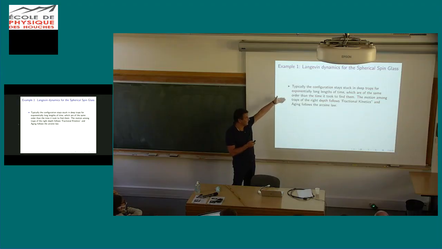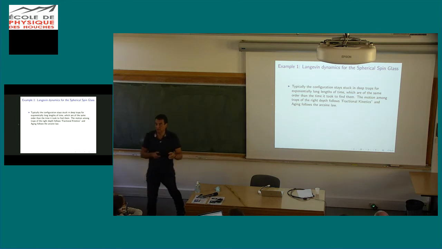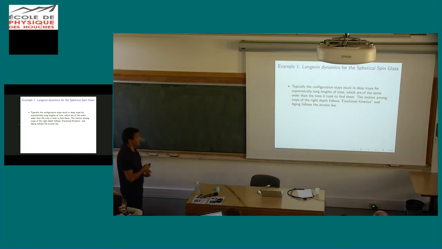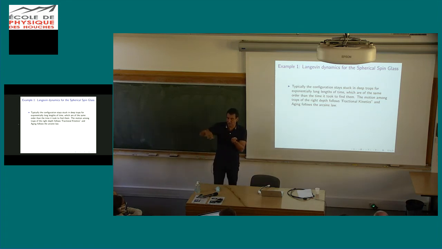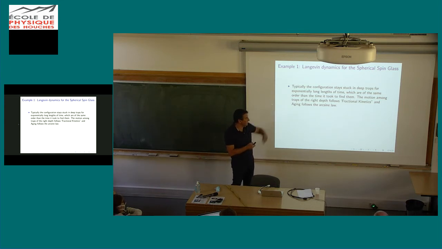In the spherical case or in the Glauber case, the configuration stays stuck in deep traps for exponentially long lengths of time, which are essentially the time it takes to find them, right? Which is also exponentially long. Between two such traps, you spend time in many other traps, many other wells, which are shorter. So in this time scale, it doesn't count. Even if you spend exponentially long time there, if you spend exponentially 2n in this one and exponentially n in this one, it doesn't count. And the motion among the traps is called the fractional kinetics, and the aging follows what is called the arcsine law.